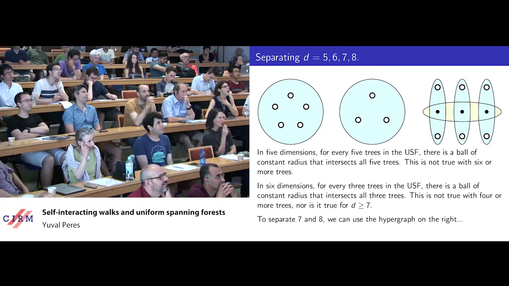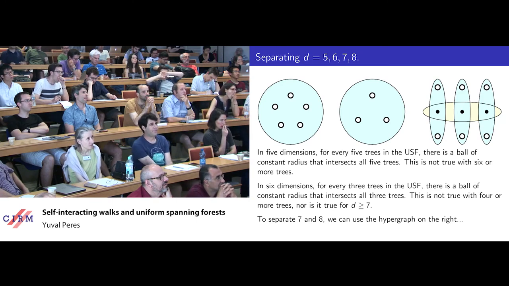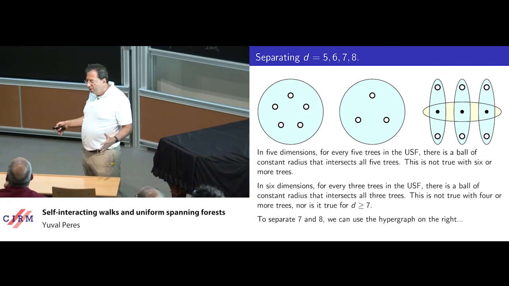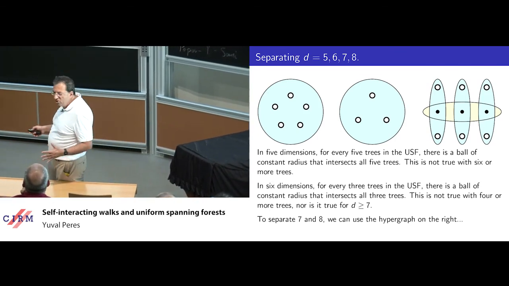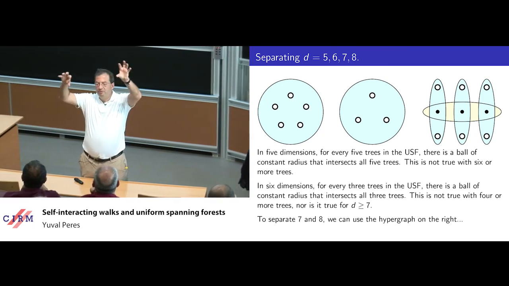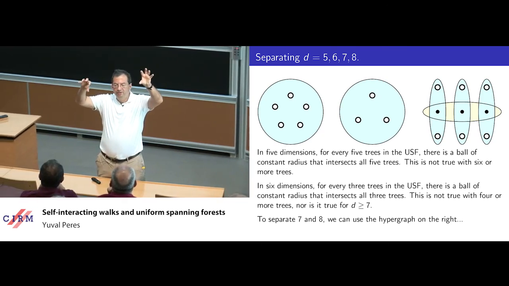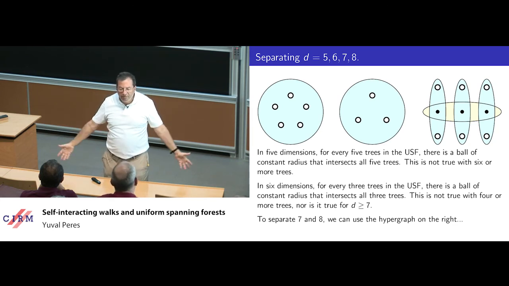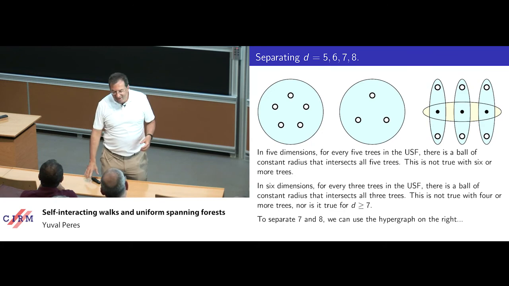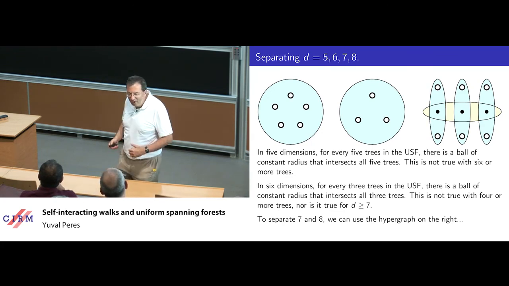So I told you that we can distinguish any dimension from 9 on. But what about dimensions 5, 6, 7, 8? In those dimensions, the graph of components is a complete graph. Any two components touch each other. So if you just look at the graph of components, there is no way to distinguish 5, 6, 7, 8. But Tom insisted on distinguishing those dimensions, and where there's a will, there's a way.